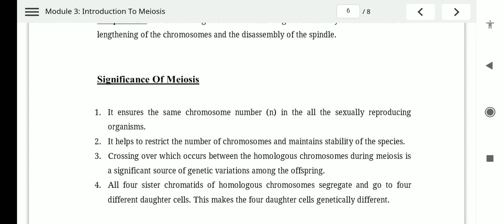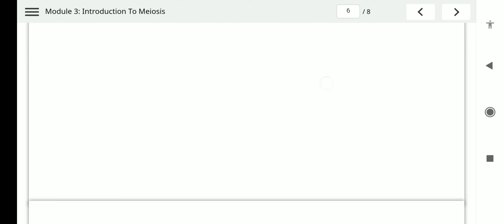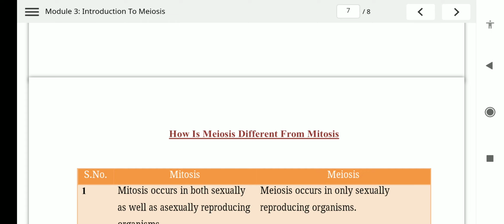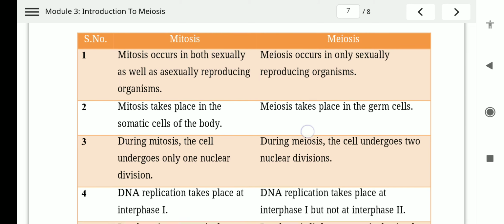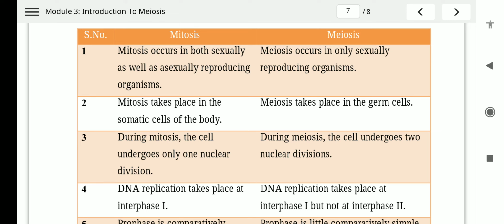So, that is the significance of meiosis. Now, let us understand the process of meiosis, how it is different from mitosis. Mitosis occurs in both sexually and asexually reproducing organisms, but meiosis occurs only in sexually reproducing organisms. Mitosis takes place in somatic cells, which means body cells, but meiosis occurs in germ cells, where the gametes are produced, that means the testes and ovary in the male. In a flower, the plant where the male gamete and female gamete are found, there meiosis occurs.